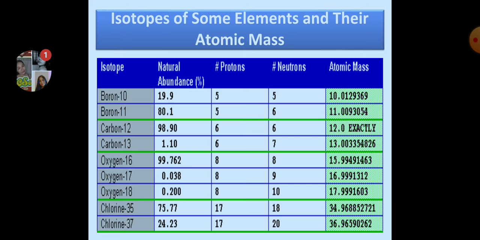Next. These are some of the isotopes ng particular elements and their atomic mass. So, as you can see, boron 10 yung atomic mass niya. Boron 11, with the addition of 1 neutron, nagbago yung atomic mass natin. Okay? So, and so on. Carbon 12, carbon 13, oxygen, and so on. So, these are some of the elements and their atomic mass.